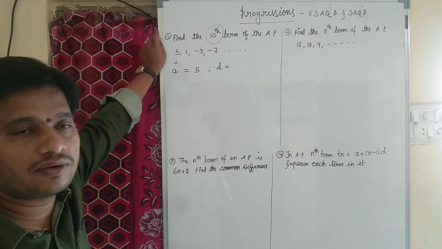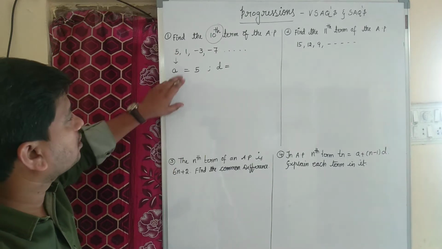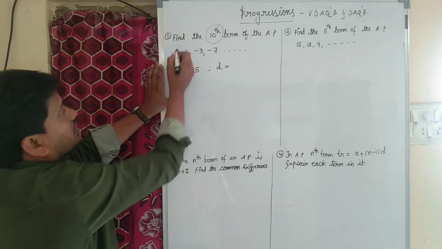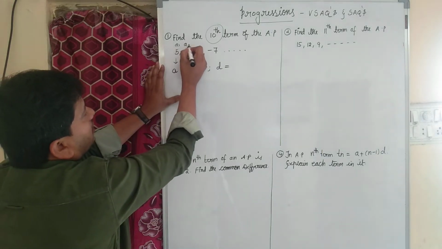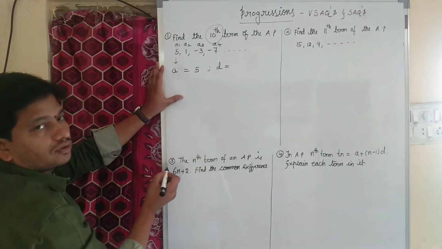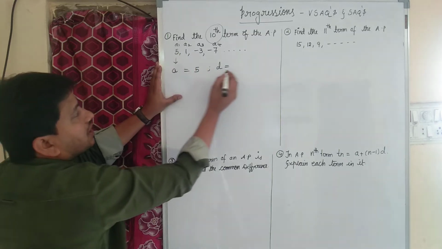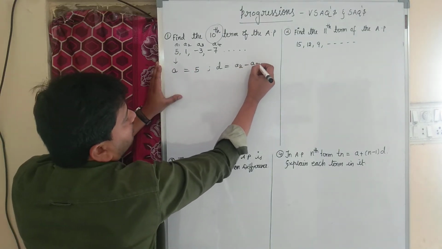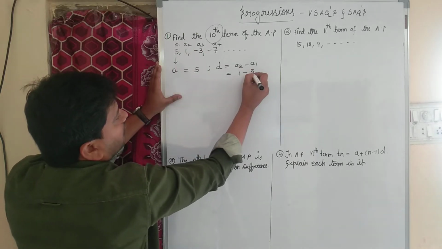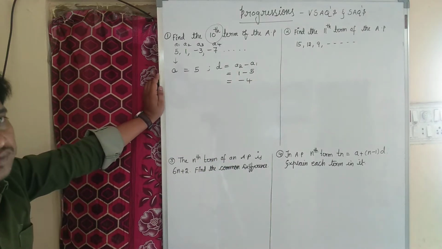How to find the common difference? Difference between two successive terms. D equal to, what is the formula? A2 minus A1. So this is our first term A1, second term A2, third term A3, fourth term A4. The formula is A2 minus A1, as A2 value 1 minus A1 value 5. 1 minus 5, which is equal to minus 4, right?